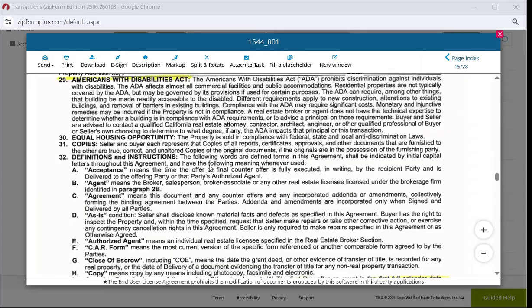Yeah, like Peter said, get the CASP inspection, and then you request those repairs, like in a normal process. And that's a negotiation point.